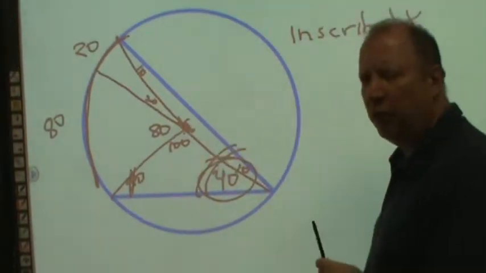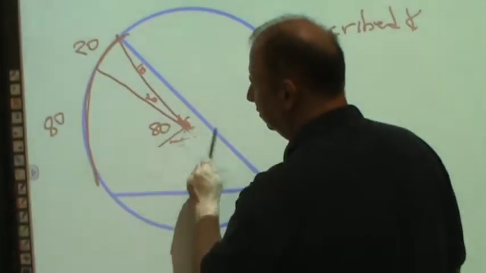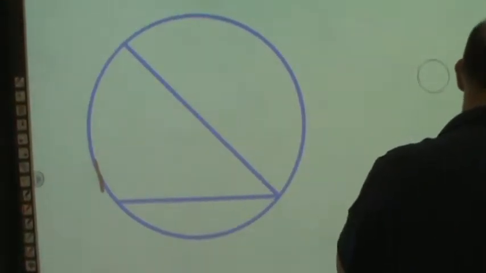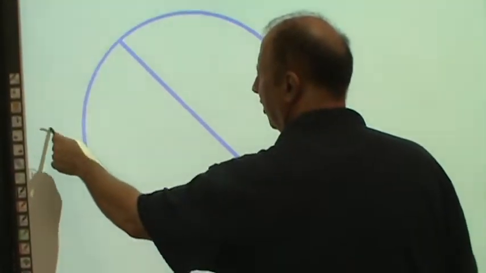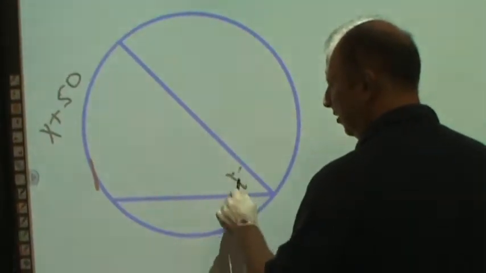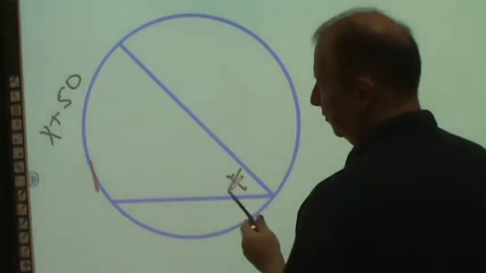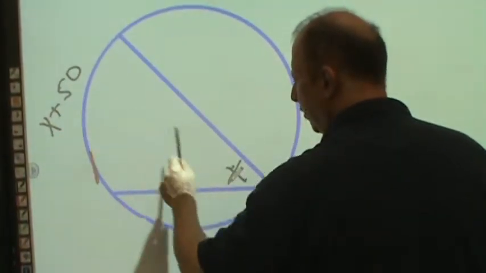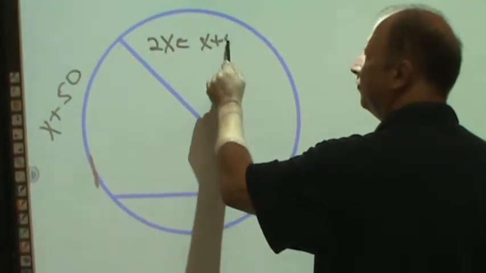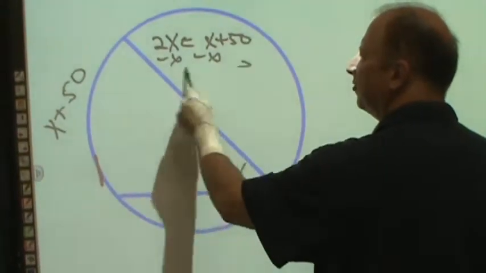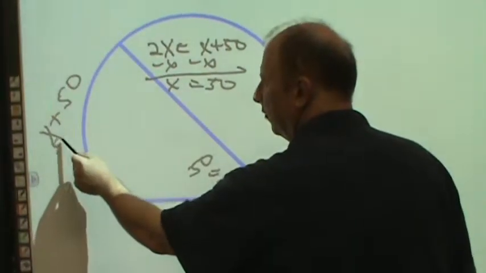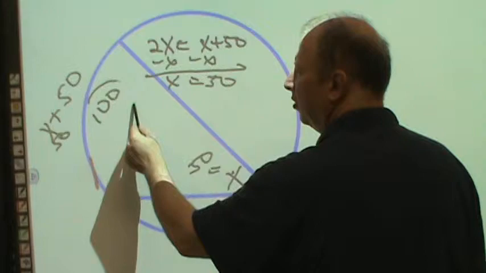Now let's work with one example using algebra. Let's say this is x plus 50, and this is x. Okay? So since this is twice this, what I can say is 2x is equal to x plus 50, minus x, x equals 50. And if this is 50, 50 plus 50 is 100.